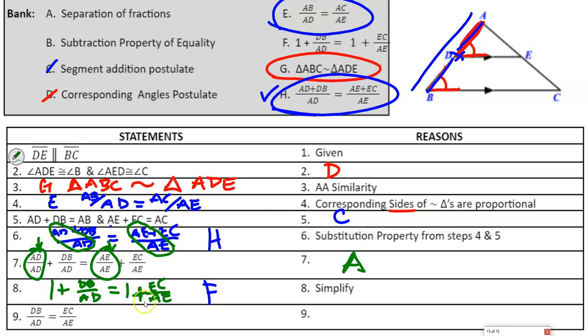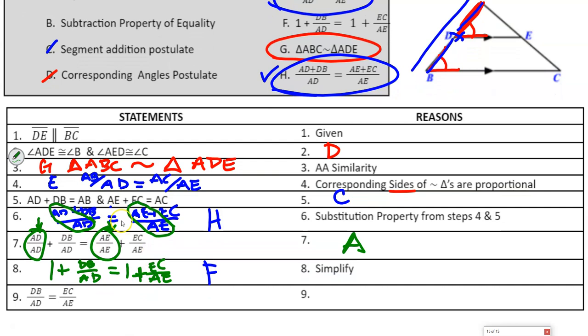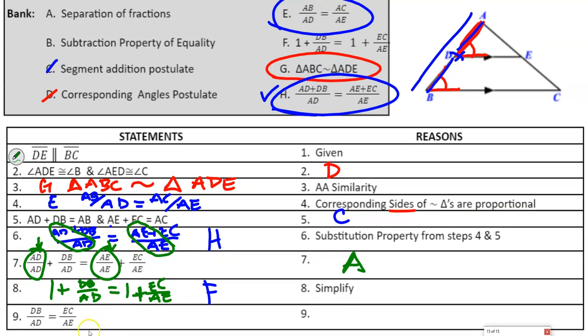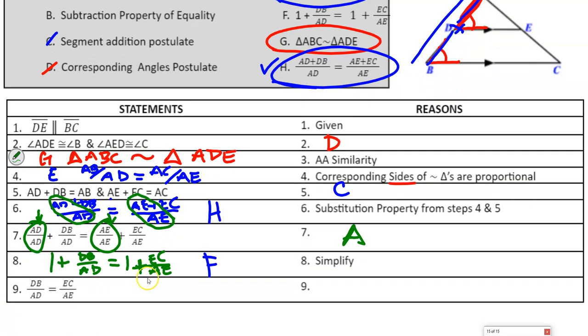That's simplifying. And then, what was subtracted from both sides to get to the bottom? What's the same on both sides? 1, right, y'all? So that's the subtraction property for the last one. So this is B, okay? Because they basically just subtracted 1 from both sides. So that's it.